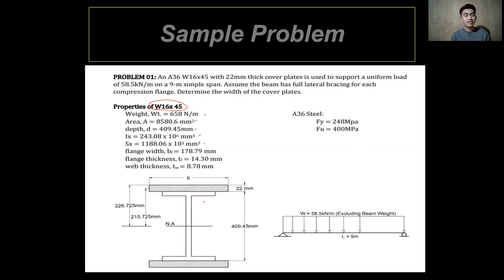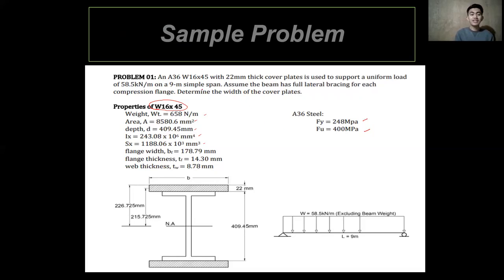However, we must read the problem first. It says there, an A36 steel usually has these properties, so familiarize yourselves with this one. When the problem says A36 steel, we have Fy, which is 248 megapascal, and Fu, which is 400 megapascal.